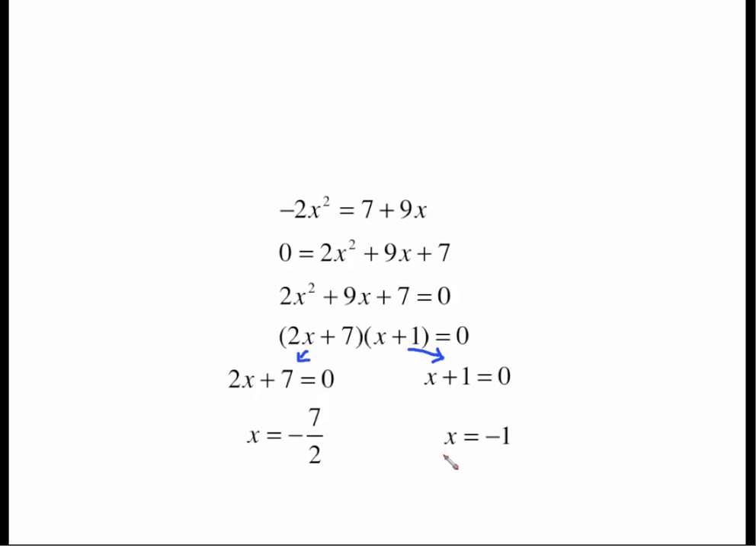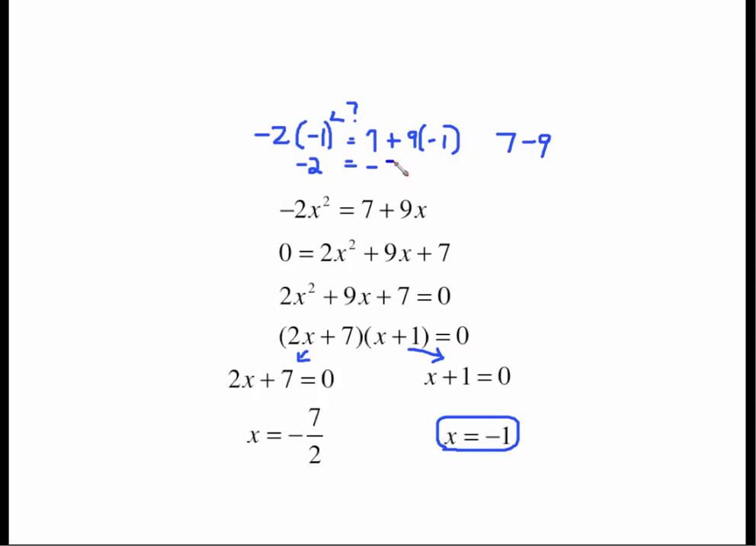When you go to check, you need to check in the original equation. So if I were to check this x equals -1, I would be putting it back in the original. I'd have to do -2 times -1 quantity squared equals 7 plus 9 times -1. And we're checking to see if this is equal. So really there's a question mark right here. -1 squared is a +1 times -2 is -2. On this side, 9 times -1 is -9. So this is really 7 minus 9, which is -2, and it checks.